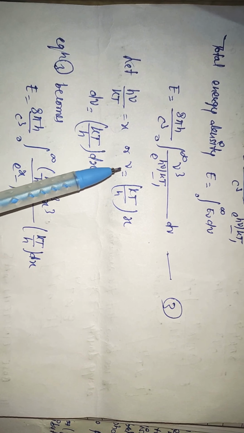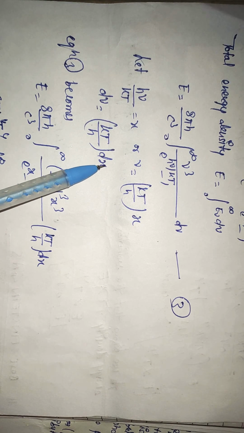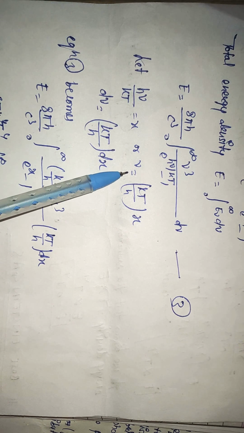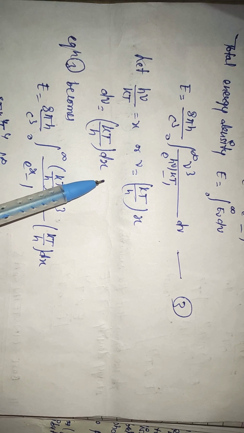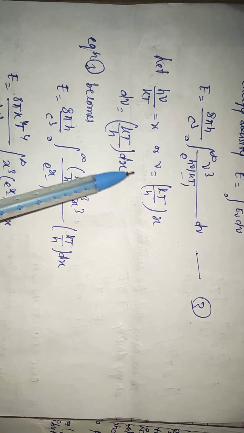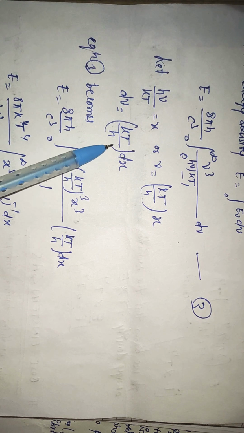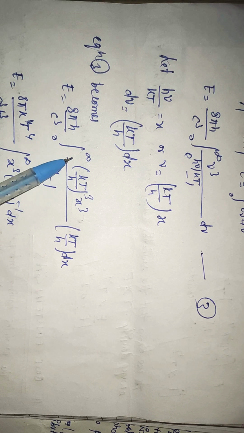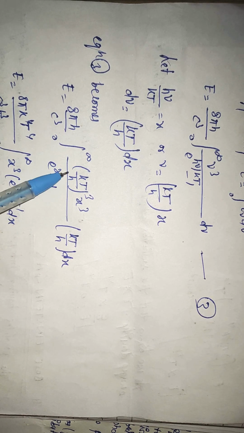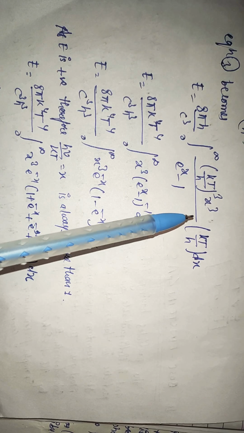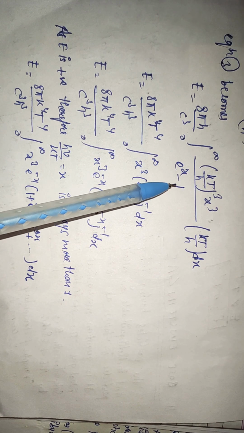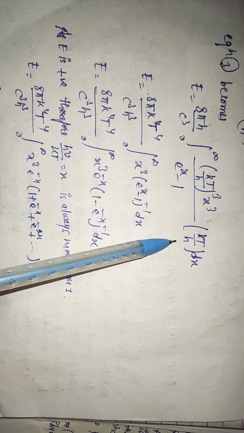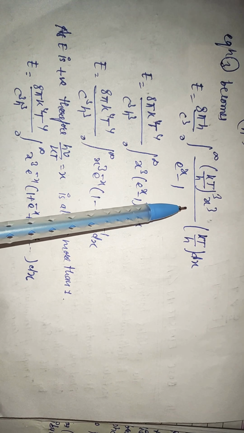For the sake of simplicity, let us consider h nu by kT equals x. So nu is kT by h into x, and d nu will be kT by h into dx. From equation 3, substituting the value of d nu in terms of dx, we have 8 pi h by c cube, integration from 0 to infinity. This is the value of nu cube, so (kT/h) cubed into x cube divided by e raised to the power x minus 1, into kT by h into dx. This is the value of d nu. So we are left with this equation.